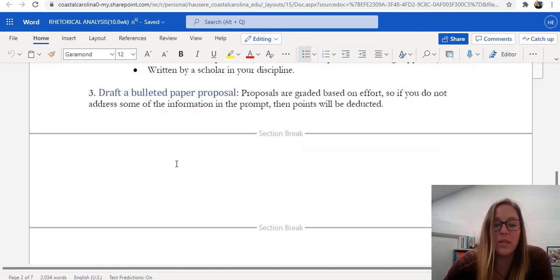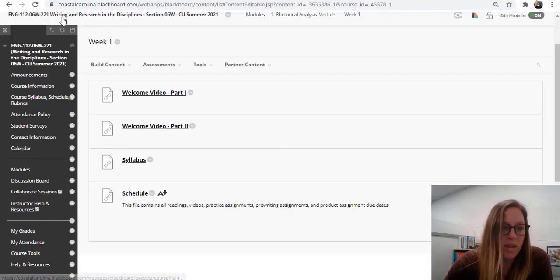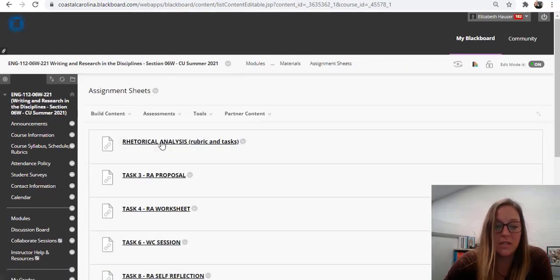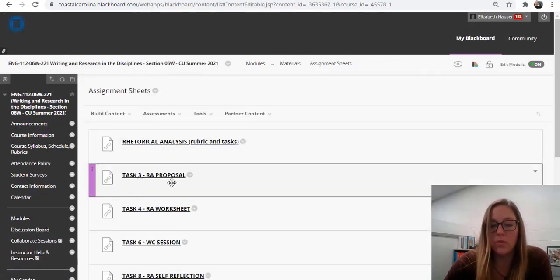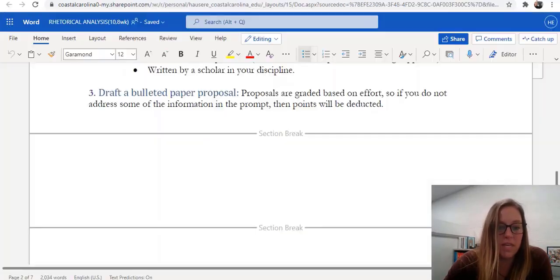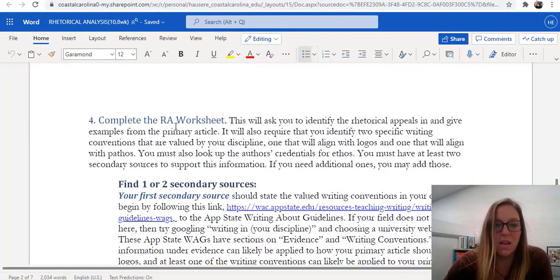Okay, just going through these a little bit more quickly. You're going to draft a bulleted paper proposal. You have a specific prompt to follow for that. Those are located in the materials folder, assignment sheets, task 3 RA proposal. So there's the prompt for that. As you go through these tasks on the assignment sheet, you'll see them in the assignment sheet folder in the rhetorical analysis module. So you'll complete an RA worksheet.